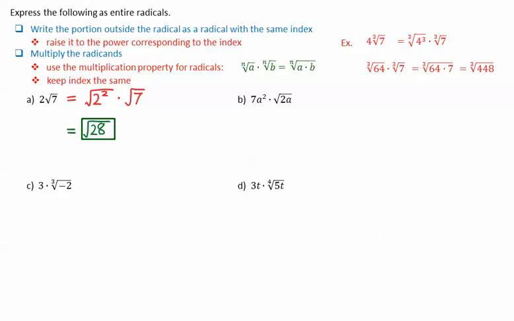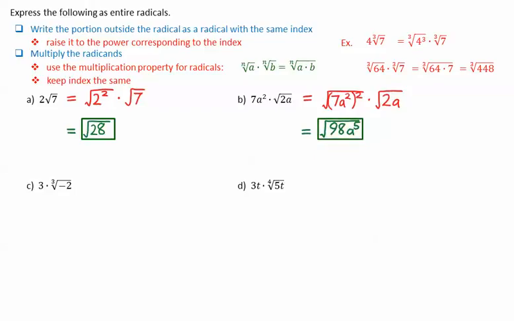For question B, once again, we have a square root, so we will take the square root of (7a squared) all squared, multiplied by the square root of 2a. Note that (7a squared) all squared is equal to 49a to the 4. Multiplying this by 2a, we end up with the square root of 98a to the 5 as our final answer.